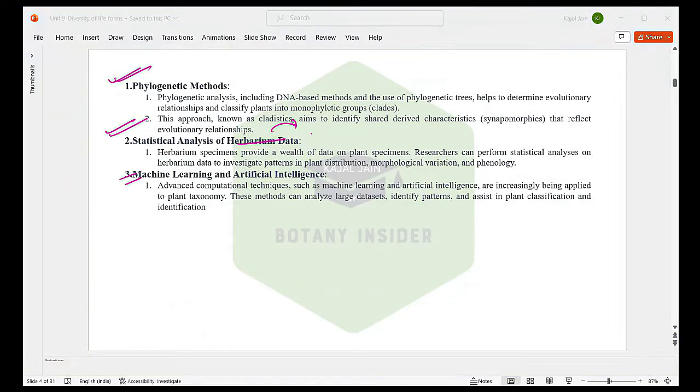Write down what is a herbarium, everyone. And how many of you made a herbarium during your school time? Yes. What is a herbarium? Any idea? What is it?